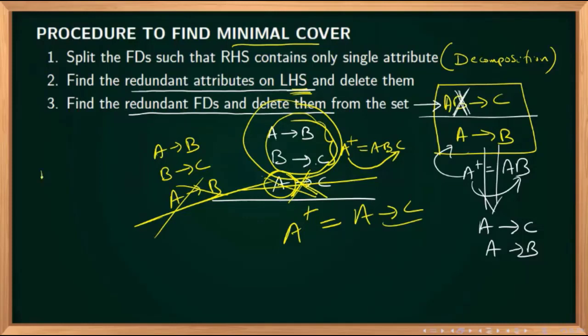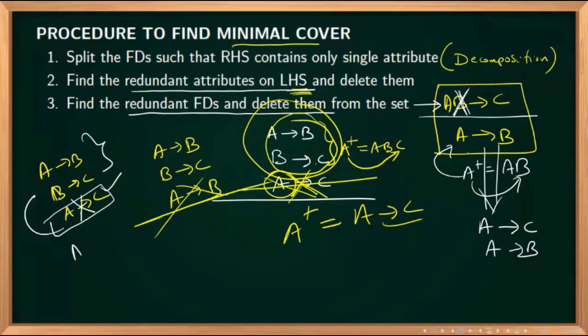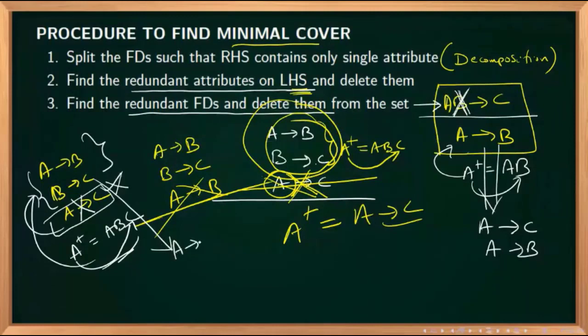In the same way, take A to B, B to C, and A to C. I want to remove A to C. What will I do? I will assume that it is removed, and check whether A to C is a member of the remaining ones. So I take the A closure. When I take the A closure, A, B, C is coming. So ultimately A to C is already a member, so I can remove it. This becomes A to B and B to C.